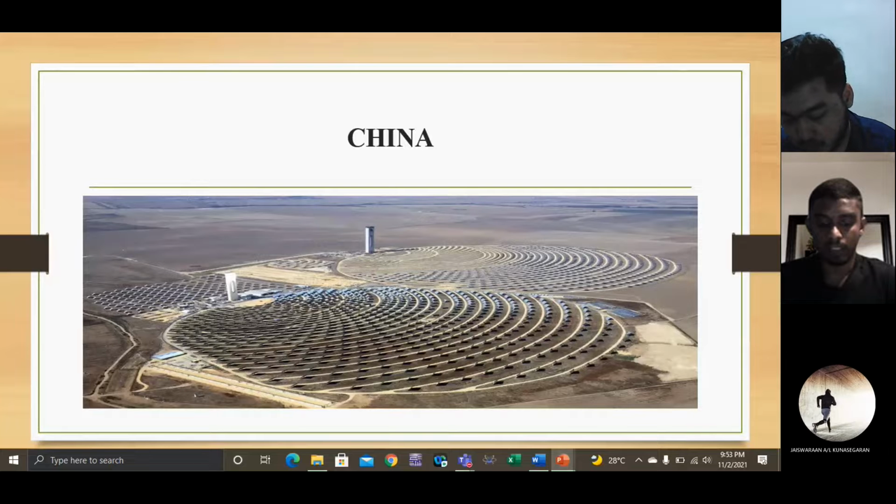The report reveals that China is set to become the country with that position for a long time. This is the image of the CSP in China.